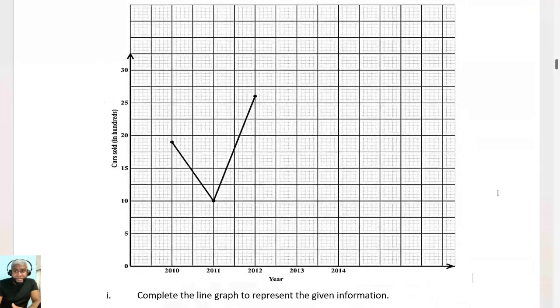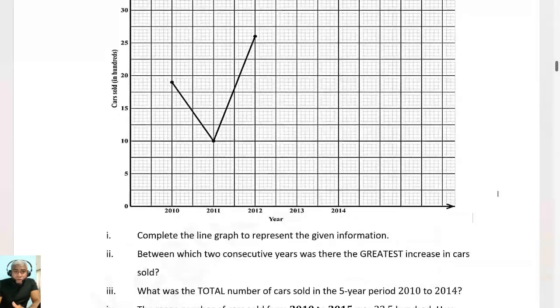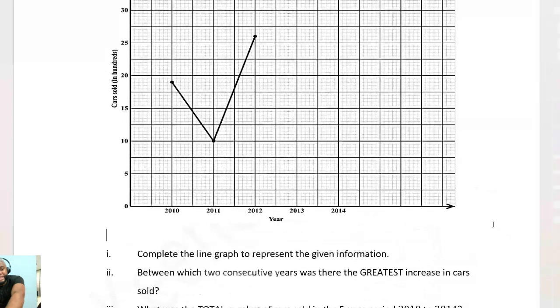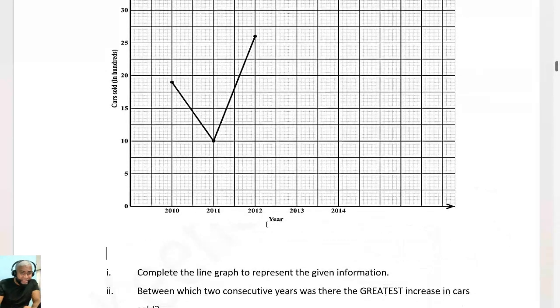Right. So on my graph, on the x-axis, I have the year. Who can tell me what's the scale here? How many centimeters to 1 year? Who could tell me what's the scale for the x-axis? 2 centimeters to 1 year for x, right? And how many centimeters to how many units on the y-axis? 2 centimeters to how many units?